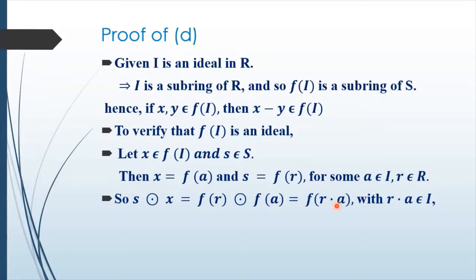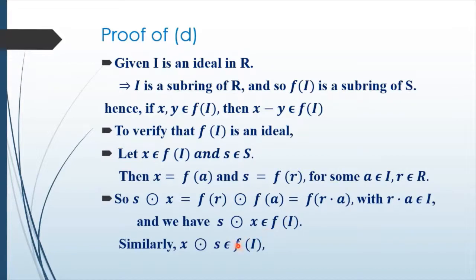But r dot a belongs to I, since I is an ideal. Therefore, f of r dot a belongs to f of I. So s dot x belongs to f of I. Similarly, you can prove that x dot s also belongs to f of I. Hence, we have verified the conditions for an ideal. Thus, f of I is an ideal of S.